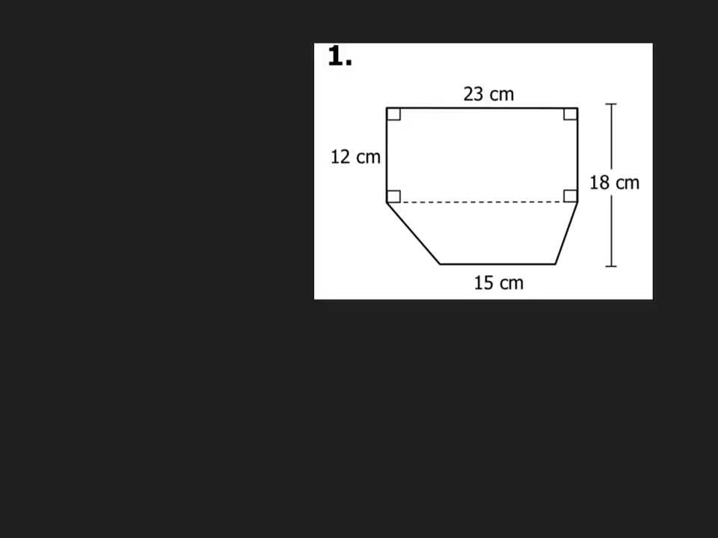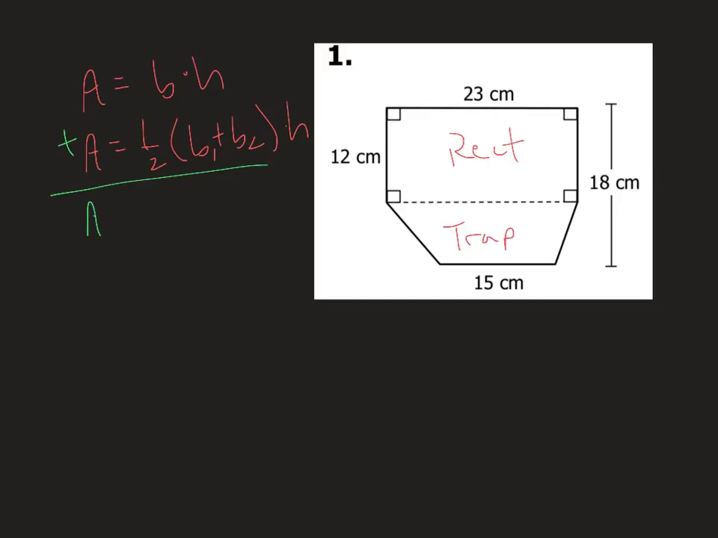The key way to know you're dealing with a composite figure is because you can't think of the name of the figure that you're looking at. So it looks like down at the bottom, we got ourselves a trapezoid, and up at the top, a rectangle. So I got area equals base times height for the rectangle, and area equals 1/2 times base 1 plus base 2 times height for the trapezoid. We're going to add those two areas together, and that'll be the area of our composite figure. Okay. So first things first, let's deal with the rectangle.